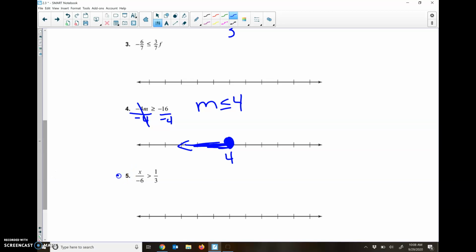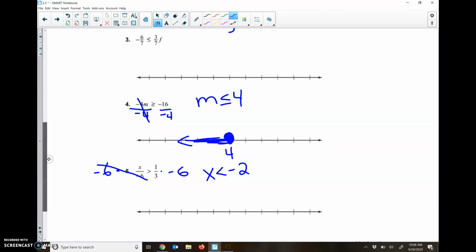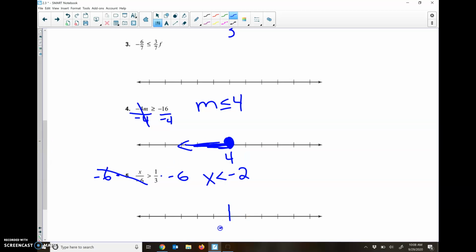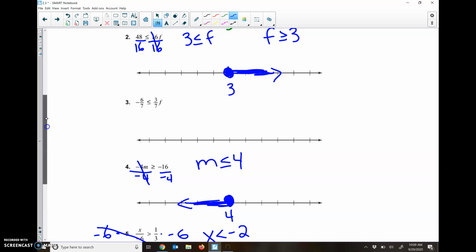All right, same thing with number 5. This is x divided by negative 6, so I'm going to times by negative 6. And then same rule still applies. It was a greater than sign. I'm going to flip it to a less than sign because I multiplied by a negative 6. And 1/3 of negative 6 is a negative 2. So I'm going to put negative 2 on my number line, open circle because it's not equal to, and I need numbers less than negative 2, like negative 3, negative 4, negative 5, negative 6. So numbers all going to the left.